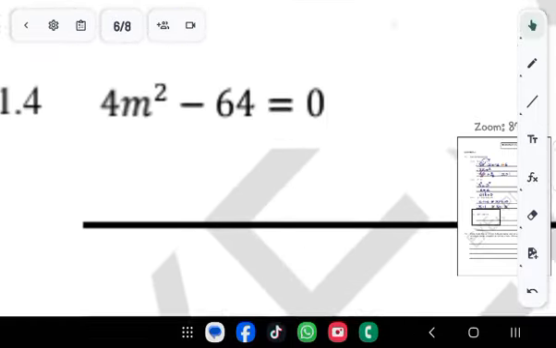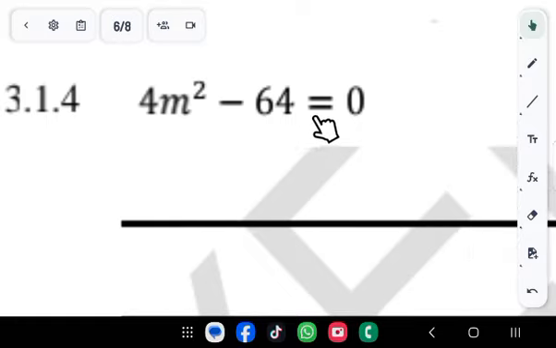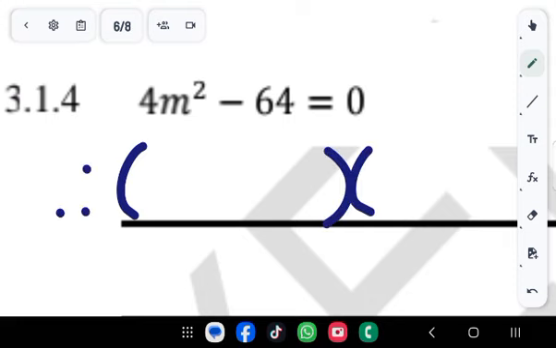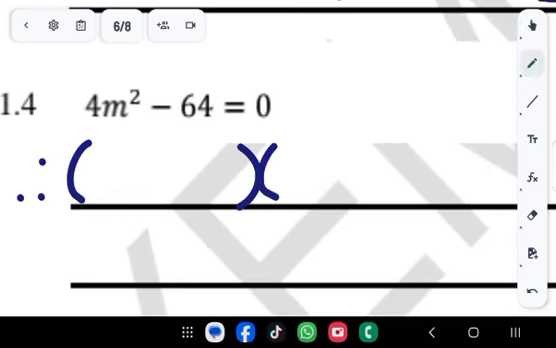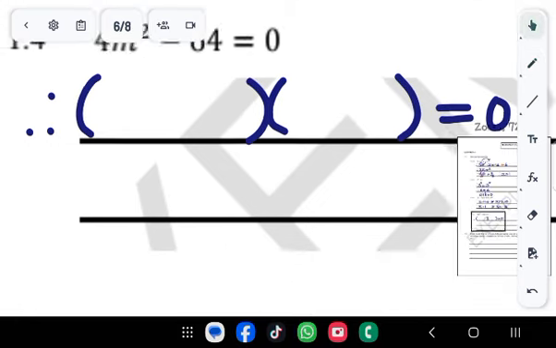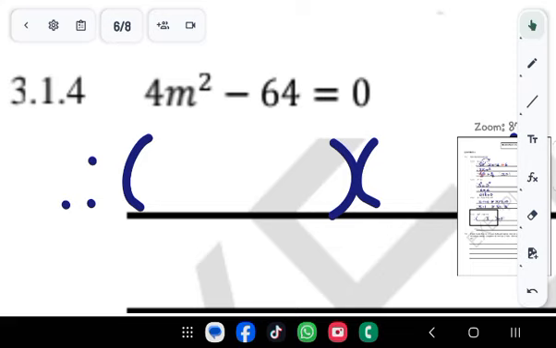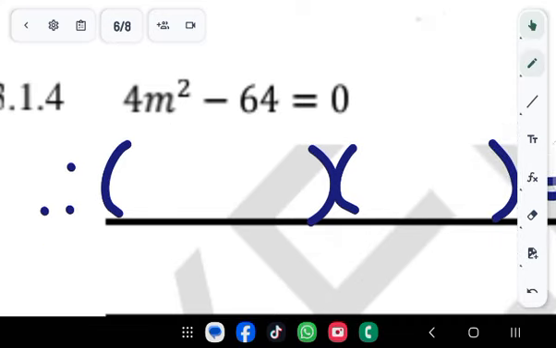Now 3.1.4. Notice that you've got a difference of 2 squares here. So what you do on the left hand side is you first factorize that difference of 2 squares. And how do you do that? You go 2 pairs of brackets. That equals 0. Now you ask, what is the square root of 4m squared? The square root of 4 is 2, and the square root of m squared is m. So that will be 2m.